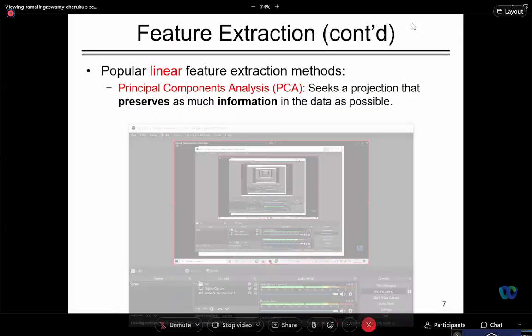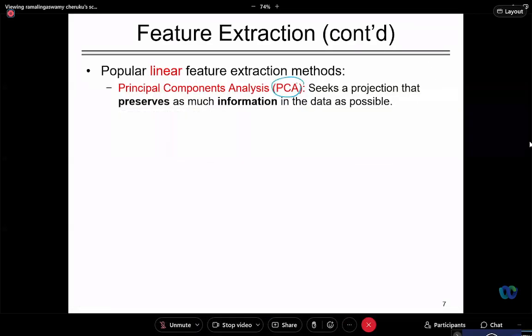It's a feature extraction technique. In this, the data is transformed from one space to another space, and the new set of features I am talking about, y1 or y2, is a linear combination of the original features. Okay, it's a linear feature extraction technique.